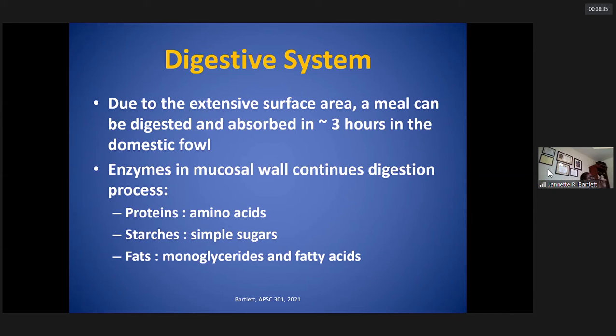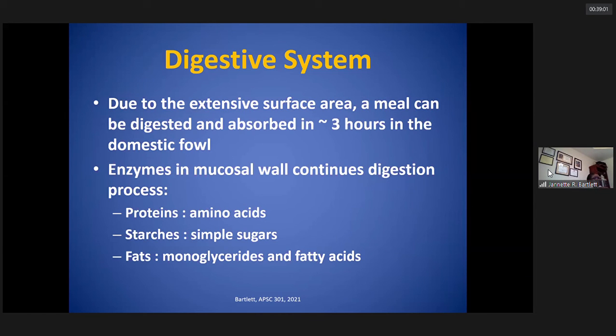Now we've gone through the whole process, from picking the food up and the different parts of the tract it goes through, where the different juices are secreted and break down the food, and it gets into the different parts of the system and all that. Now, due to extensive surface area, the food is now just mushy.